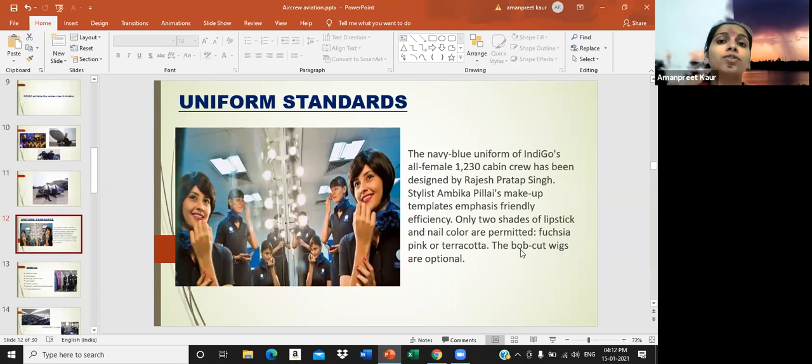Next, I come to the uniform standards. The uniform standard is the navy blue uniform. For IndiGo's all-female cabin crew, it has been designed by Rajesh Pratap Singh, and the stylist was Ambika Pillai. Only two shades of lipstick and nail color were permitted, that is fuchsia pink and terracotta, and the bobby cut wings are optional.